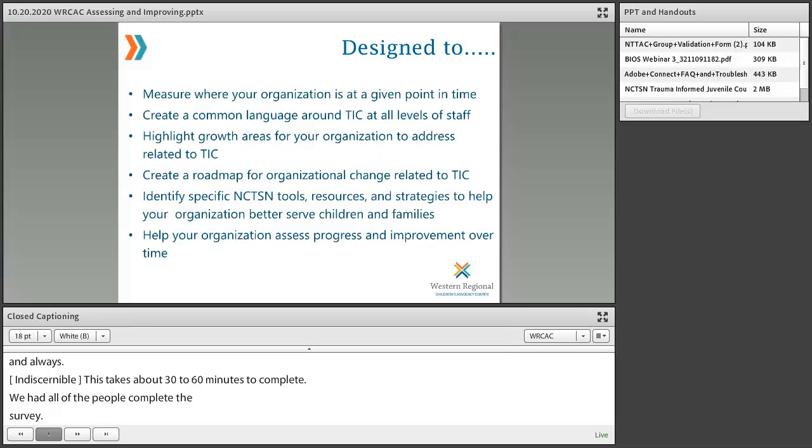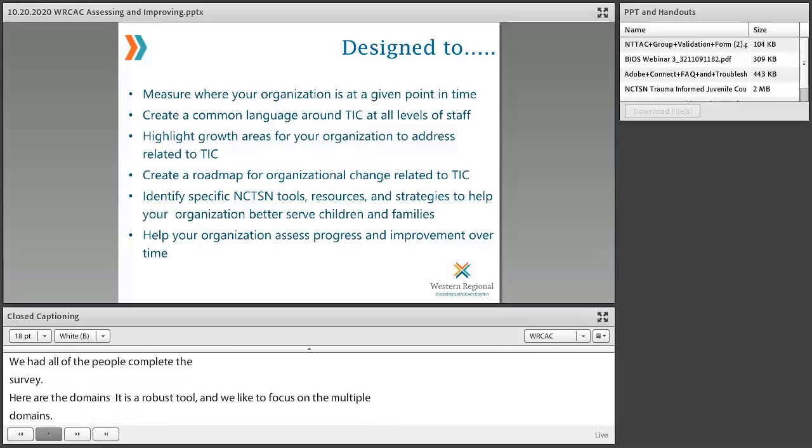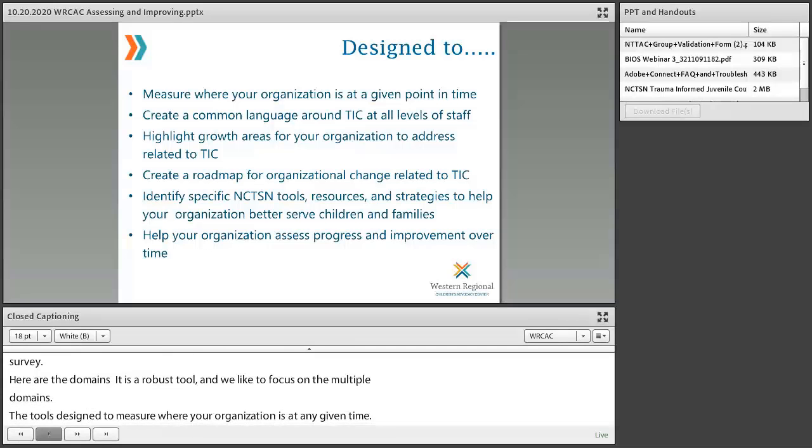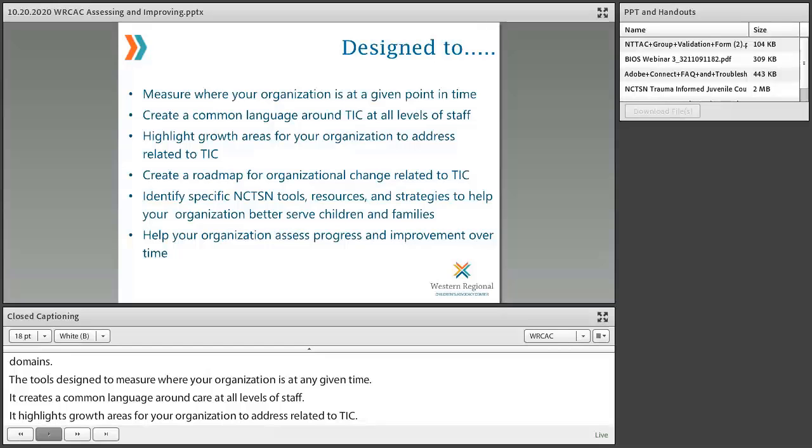So the tool is designed to measure where your organization is at any given point in time, and I think for us, it also creates a common language around trauma-informed care. As you heard, as we were all kind of describing and defining what trauma-informed care means to us, there was a lot of variation in some of the language. There were certainly some similarities, but for us and really for anyone who's interested in using such a tool, it really helps create a common language for everybody, right? Whether you're a therapist or you're our fundraiser or you're our CEO. It helps create a common language among all of us.